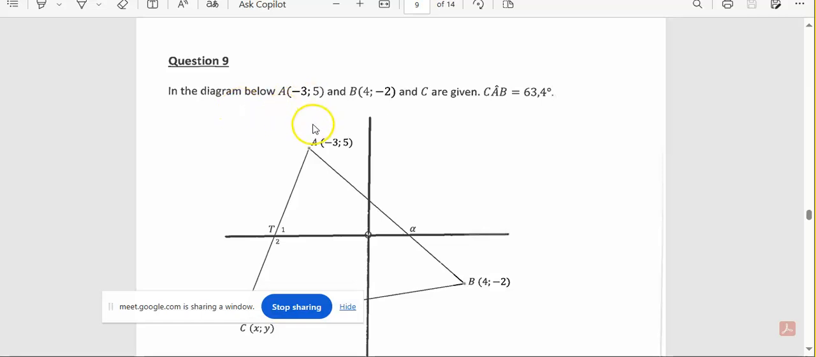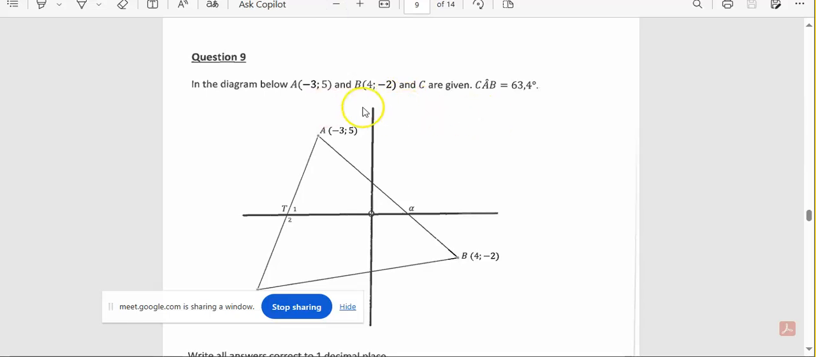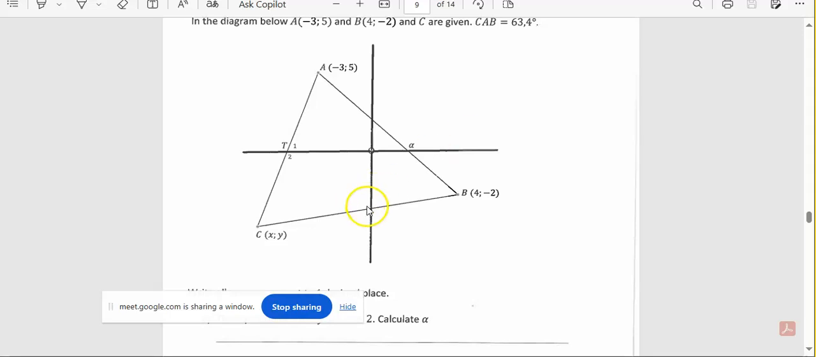Below, we are given the points A and B. Let's do it like this. The points A, B and C are given, so we don't know the coordinates of C. They just gave us X and Y.